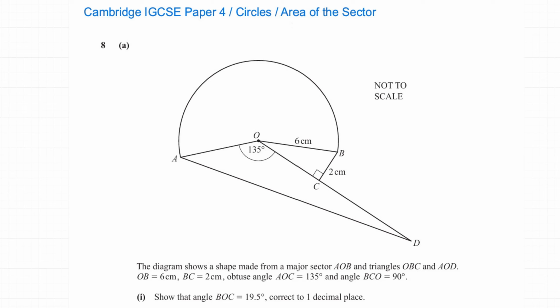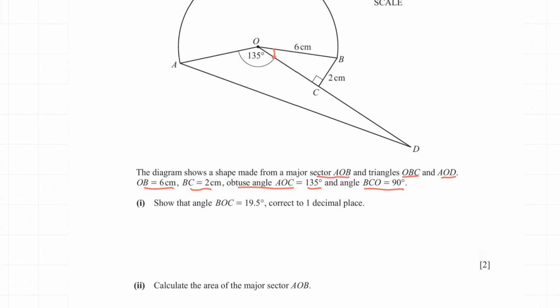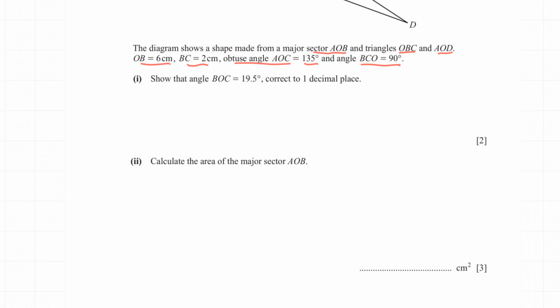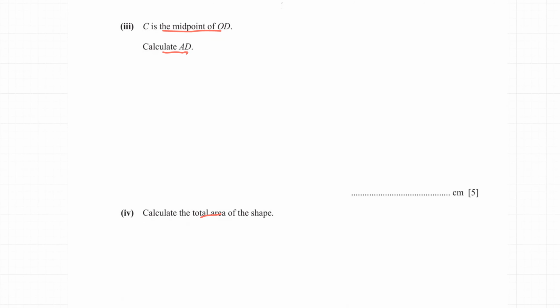So it's saying the diagram shows a shape made from a major sector AOB and triangles OBC and AOD. OB is 6 centimeters, BC is 2 centimeters, obtuse angle AOC is 135 degrees and angle BCO is 90 degrees. We need to show that angle BOC is 19.5 degrees, correct to one decimal place, then calculate the area of the major sector AOB, then calculate AD given C is the midpoint of OD, and calculate the total area of the shape.